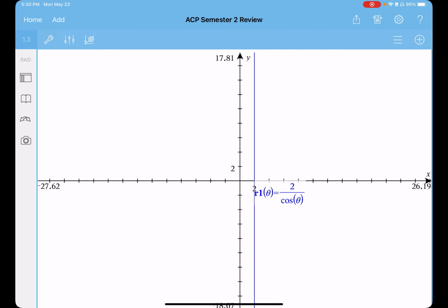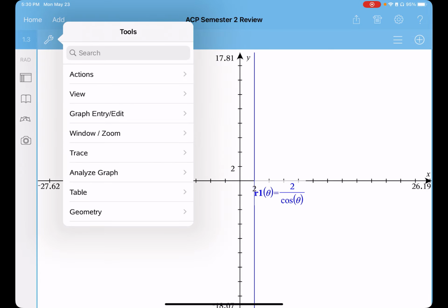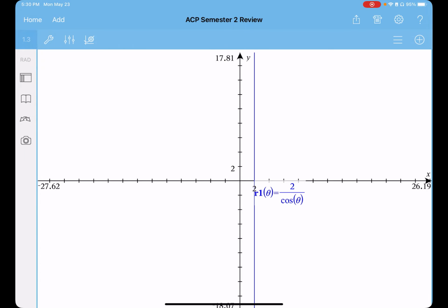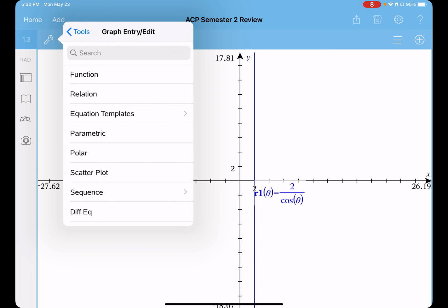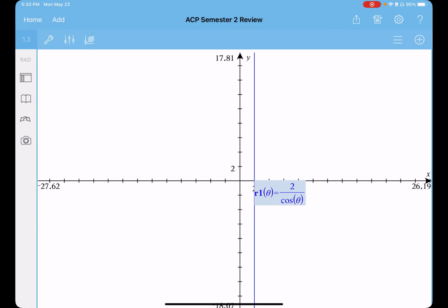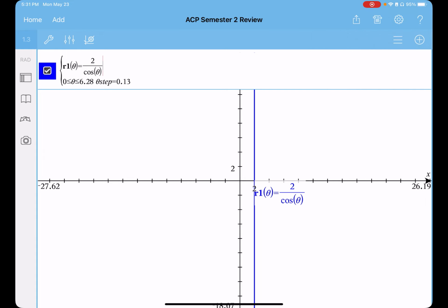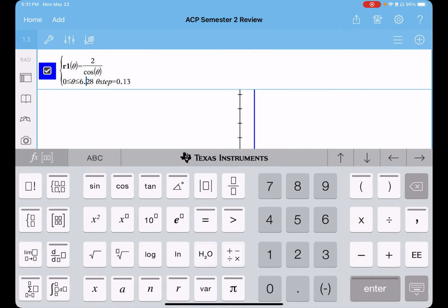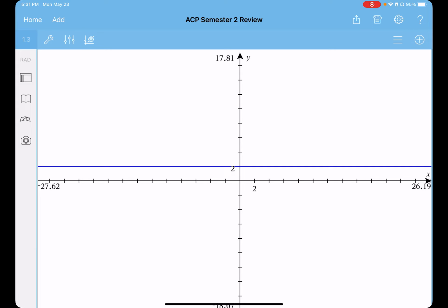So let's try another one. How do I add a new graph? I don't even know. Oh, there we go. Now let me change cosine to sine and see what happens. So the next answer choice is 2 over sine theta. That just gives you a horizontal line.